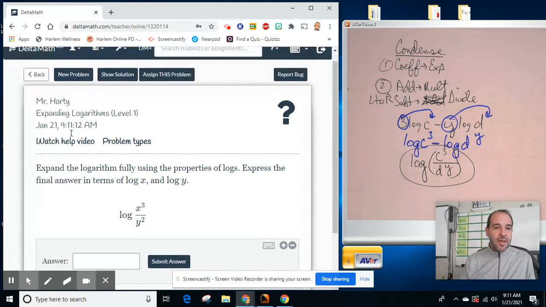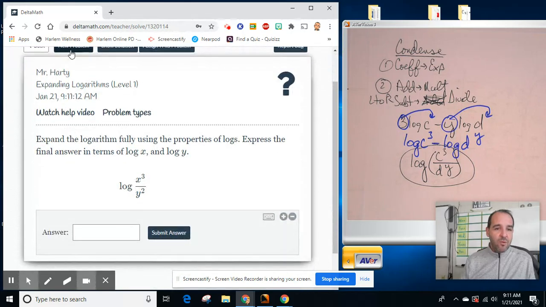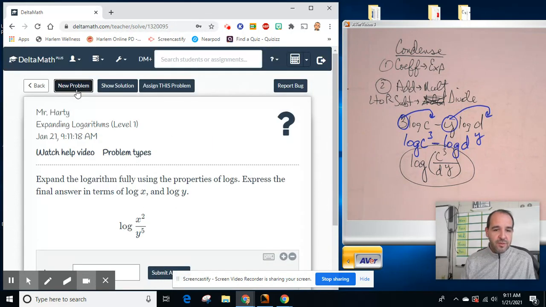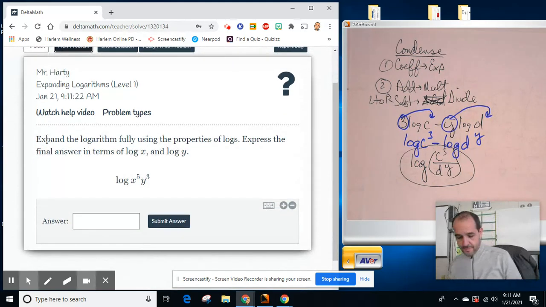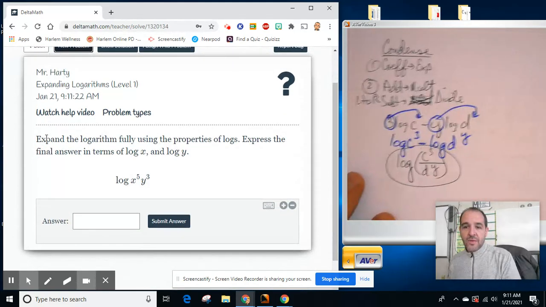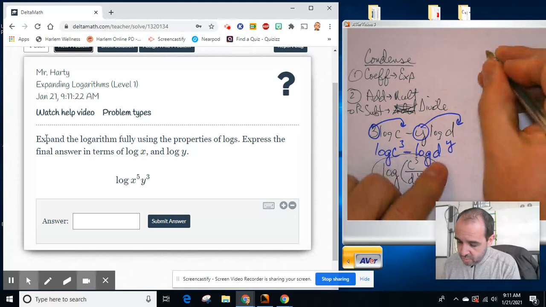Expanding logarithms. Okay, I'm going to switch problems because I want you to have to do, can I get everything in one? Yes, I'm getting greedy. I want everything in one. I'm just going to roll with this one. Okay, so condense was there. Expand, we talked about before.